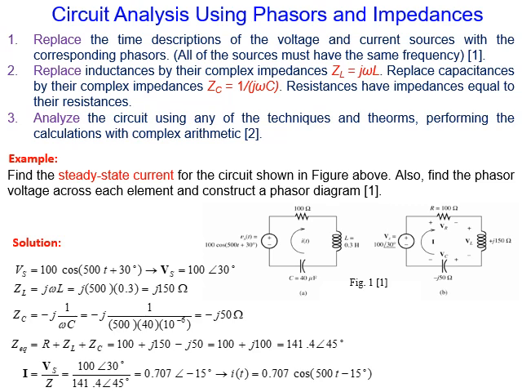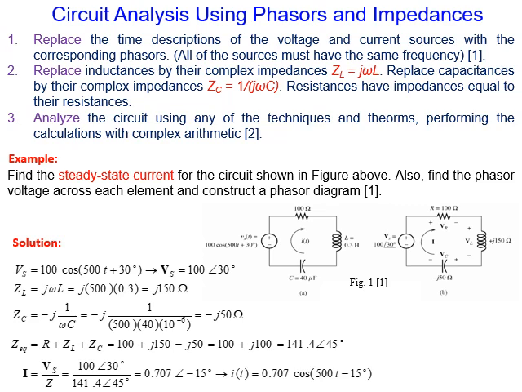Now for the impedances, regardless if it is inductive impedance or capacitive impedance, usually you are given inductance and capacitance, and you convert them into their impedances. As example, ZL will be j omega L, while ZC is 1 over j omega C. Convert them into Z, which is impedance. Then you analyze using this technique or that technique.